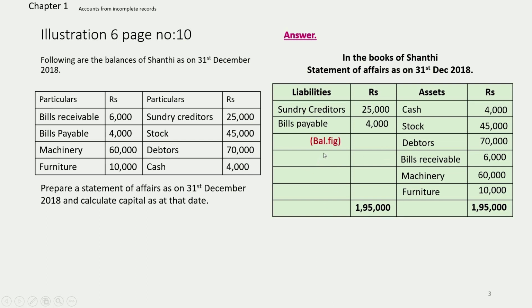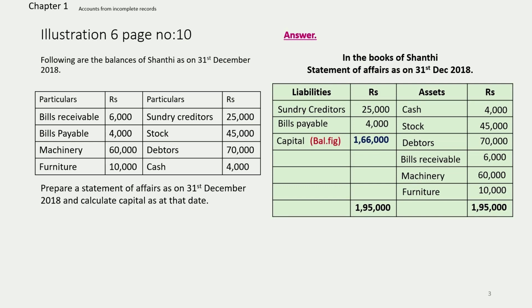So, what is the balance that is missing here? We have to write a balancing figure. What is that? 1,95,000 minus 29,000 is 1,66,000. This is nothing but what? Capital. So, capital is 1,66,000. This is how we have to prepare capital.